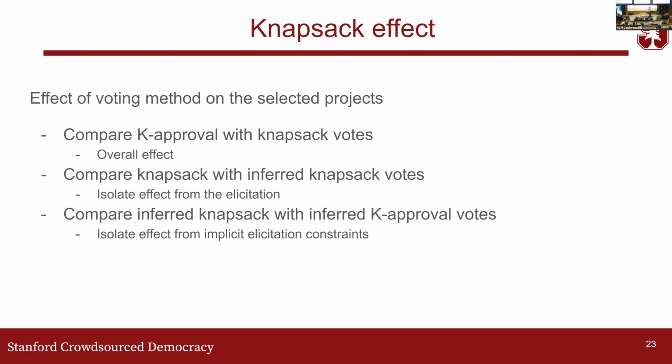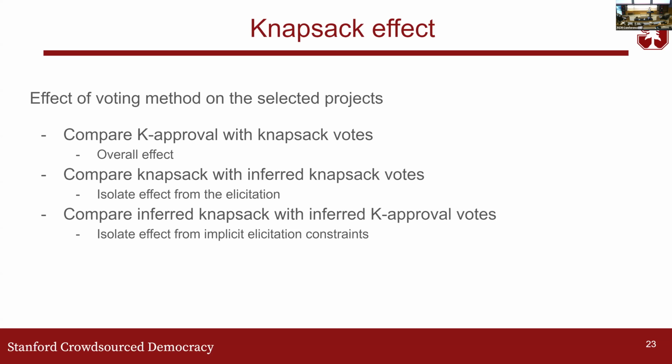there are 3 ways we look at this. First of all, the overall effect. We look at all the individual ballots, and then we look at whether the average cost of a project on approval is lower or higher than their knapsack projects for that particular voter. Secondly, we compared the knapsack with the inferred knapsack votes. That means that we take away the elicitation effect.